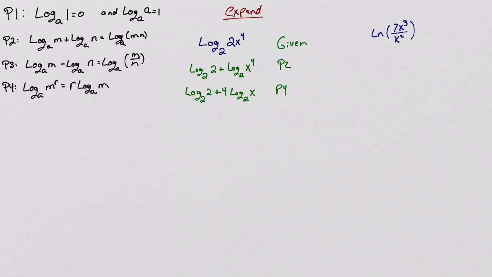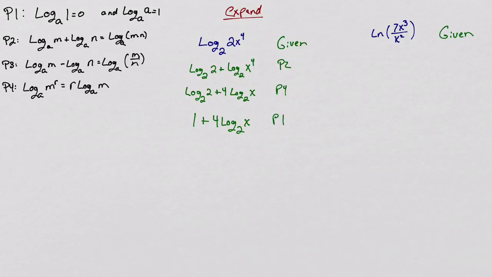From here, I noticed that log base 2 of 2 is my first property and actually equals 1. So I can rewrite this as 1 plus 4 log base 2 of x, and of course that is my first property. And at that point you're fully expanded. There's nothing else you can do. So let's look at our other problem here. We have ln of 7x cubed divided by k squared, and of course this would be our given.